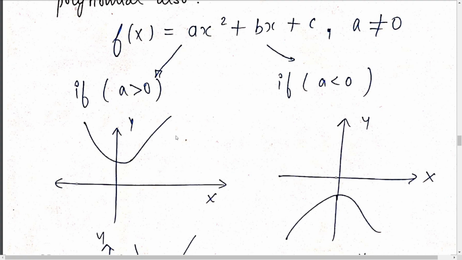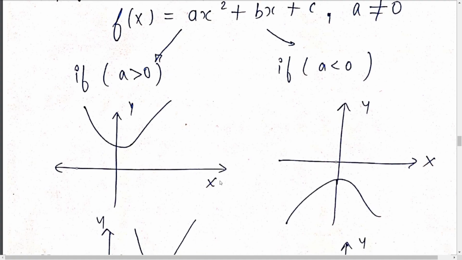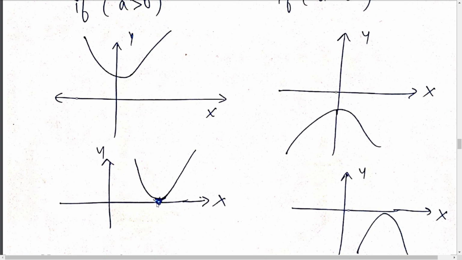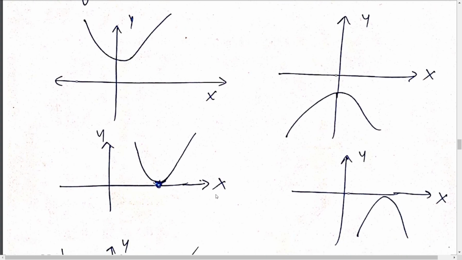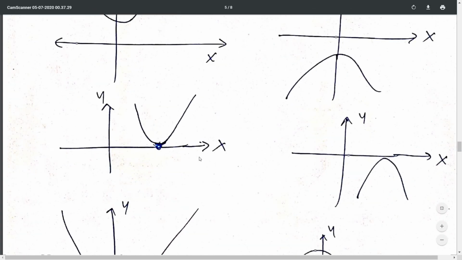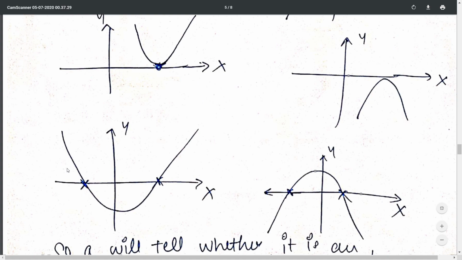The polynomial will be facing upwards. In this case, there is no root of this polynomial. Similarly, in this case, there is no root of this graph, right? So here it is one root, or you can call it two exactly equal roots, upward, downward, for a less than 0, for a greater than 0. Similarly, here there are two roots, a greater than 0, a less than 0.